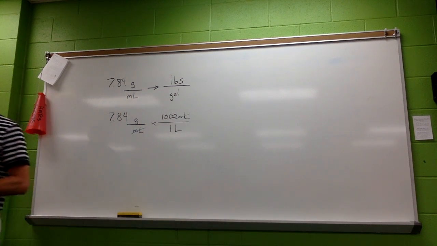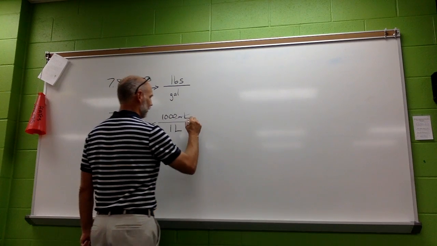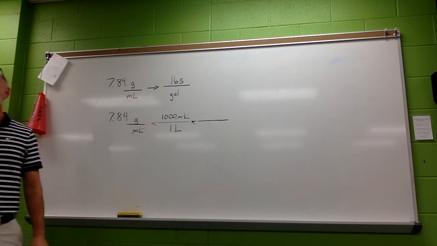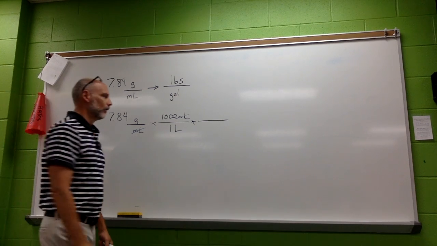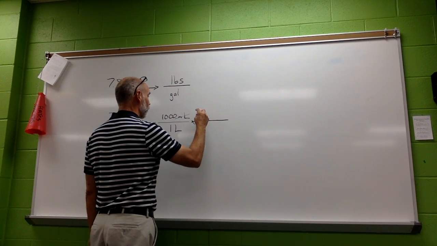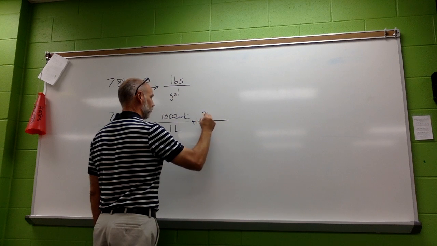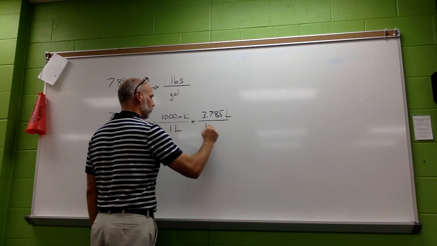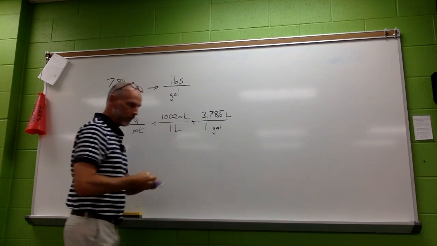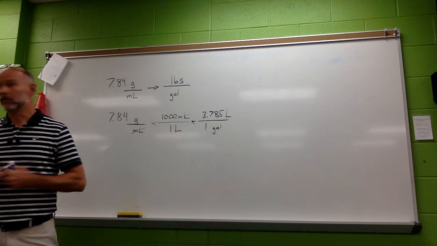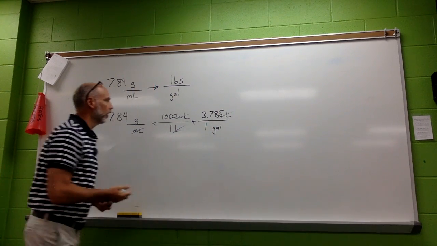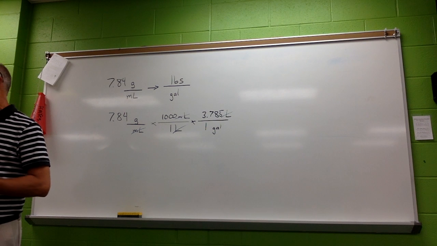Now, as it turns out, Mandy here knows what to do next. Now we need to go from liters to gallons. We need to multiply by 3.785 on the top, in the numerator. 3.785 what? Liters. And down in the denominator, 1 gallon. I picked on Mandy because she's the one that threw that out there about 10 minutes ago, right? Now my liters are gone. I'm in gallons. I'm halfway done with the problem.